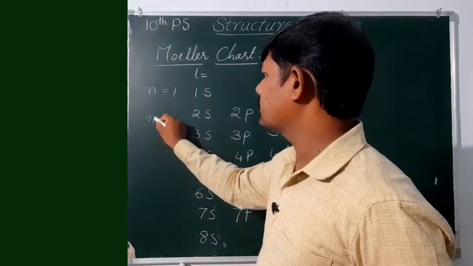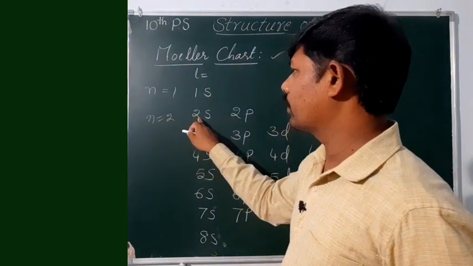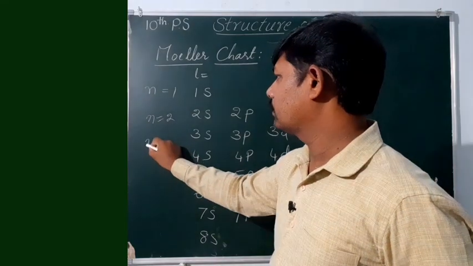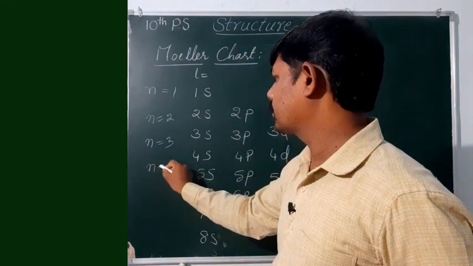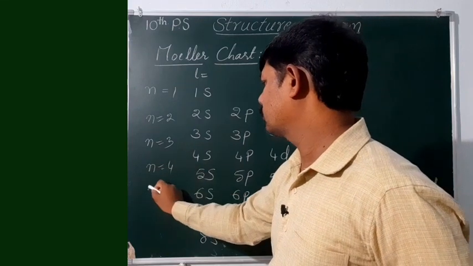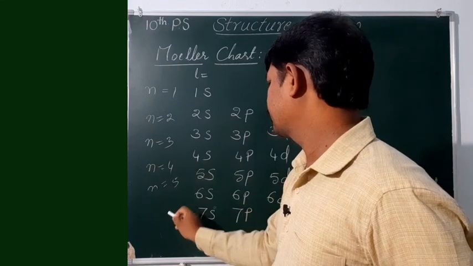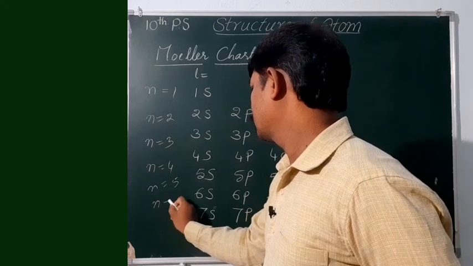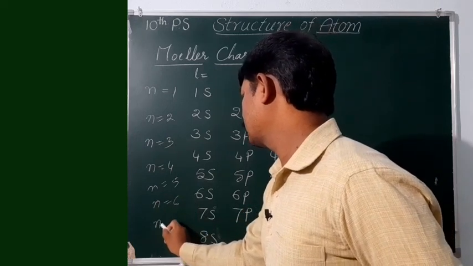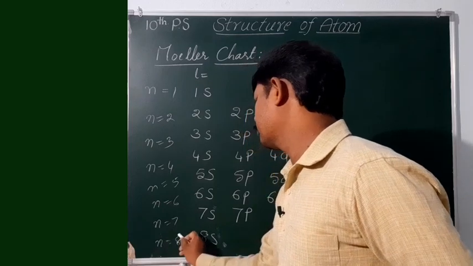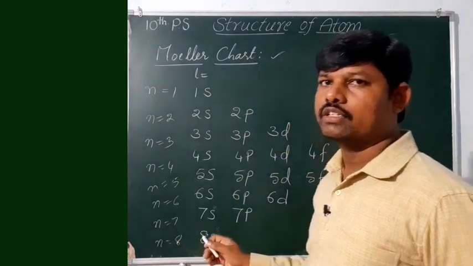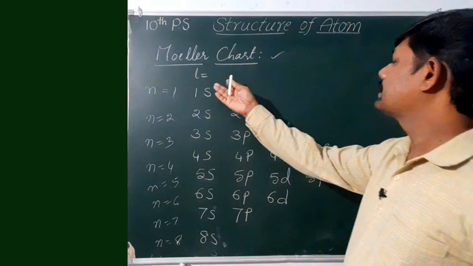Like that, this is the second main shell, n value is 2. And third main shell, n value is 3. And 4, 5, this is 6, 7, and this is 8. We have 8 main shells, and subshells.